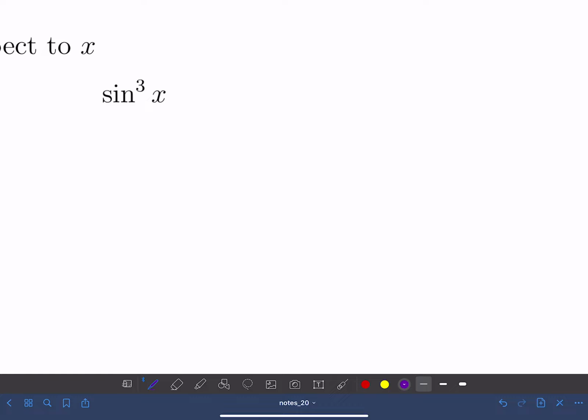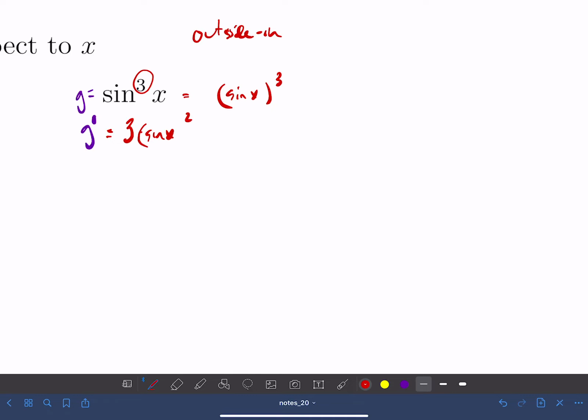Let's do sine cubed. Let's call it g. And let's go g prime. So as we approach this, I'm still taking the outside in approach, because that's what my brain likes to do. So I'm thinking, what's the outermost thing? Now, these kinds of functions can be deceiving because it looks like the outermost function is sine, but it's not. The outermost thing is to the third, because this is equal to sine of x, cubed. So when I take this derivative, I'm going to take the derivative of the outside thing first. And so I'm going to have 3 times sine of x squared, leaving the inside part untouched, right?